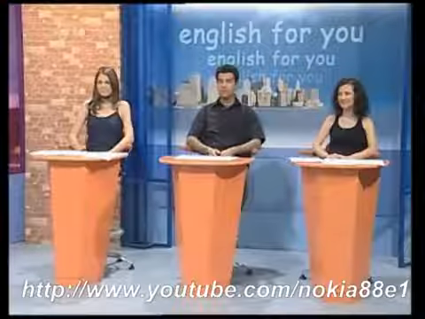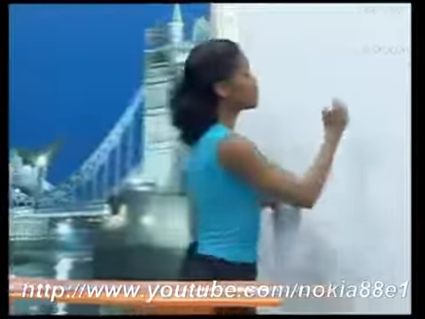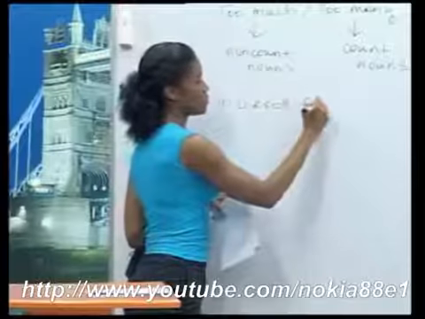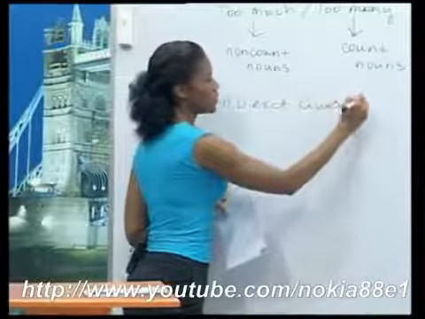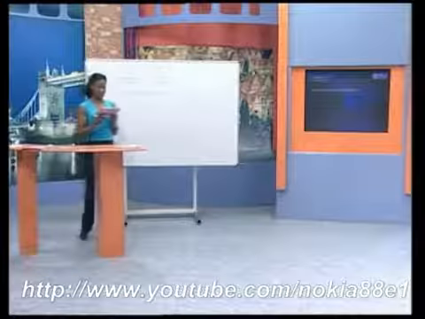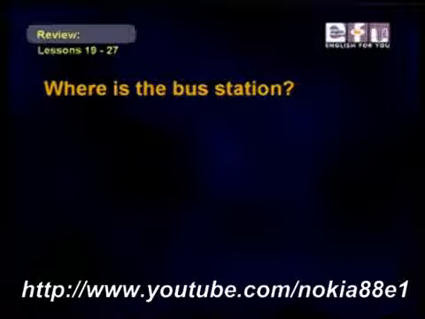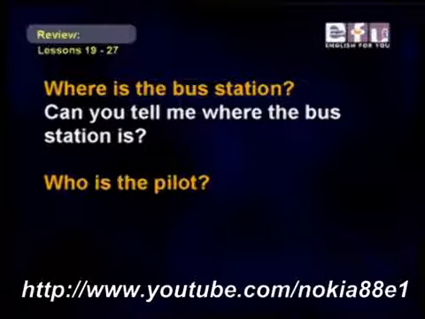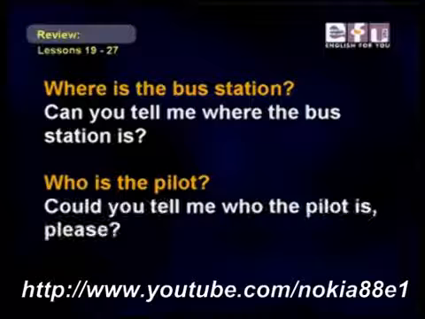Now, let's quickly look at indirect questions. Let's have a look at some examples. Where is the bus station? Can you tell me where the bus station is? Who is the pilot? Could you tell me who the pilot is, please?